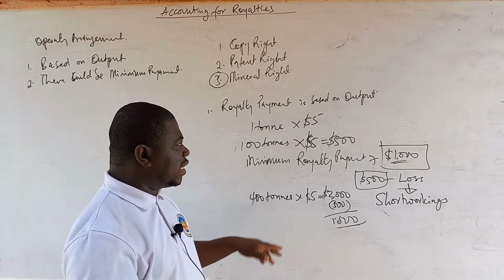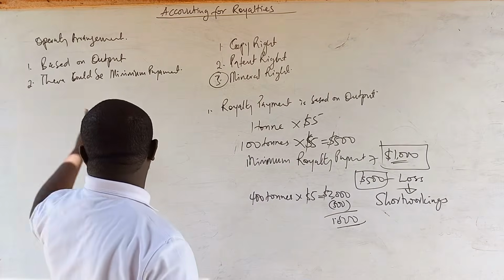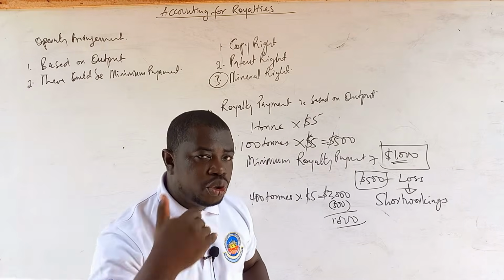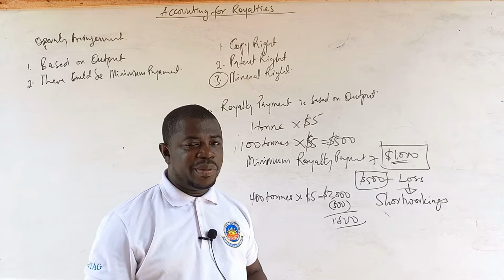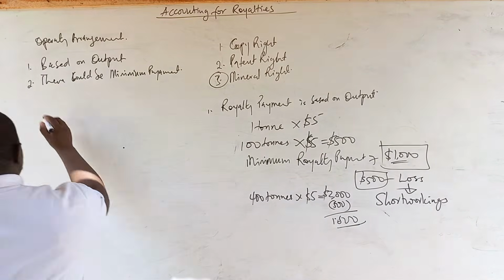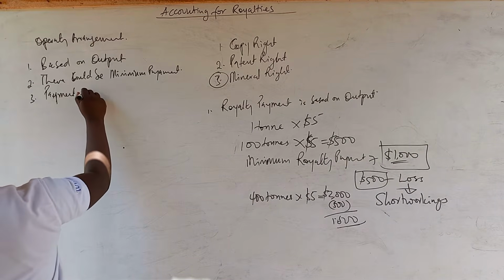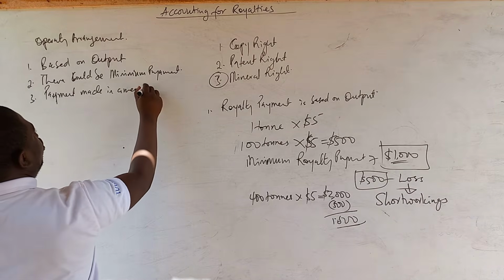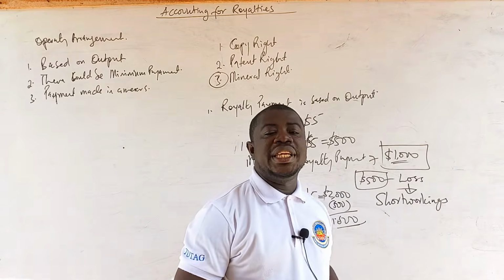So I just want you to understand that, 1, royalty payments are based on output. 2, there could be a minimum payment, so that even though you are not able to raise up to that amount for the landlord, you still have to pay the minimum. And then the third thing you should know is that royalty payments are done in arrears. Payments are made in arrears. That is the third principle you should understand: royalty payments are made in arrears.